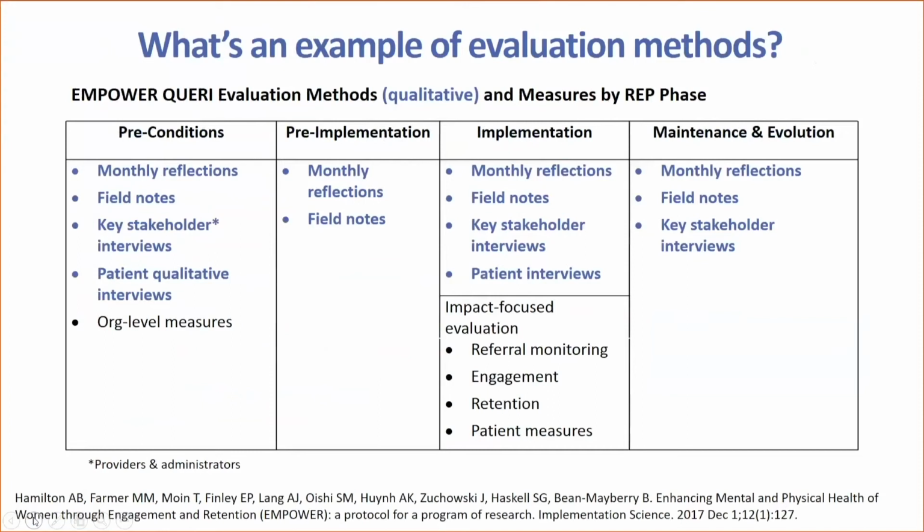This table just gives you an example of how we set up our implementation evaluation in the Empower query funded by VA Quality Enhancement Research Initiative. In the blue, you see the qualitative methods that we're using in each phase of the Replicating Effective Programs framework, which was our implementation strategy and also our framework for designing our evaluation. So you see all of the blue aspects of our qualitative data collection. I'll describe a couple of these, as well as quantitative data collection that occurred during preconditions and during implementation.